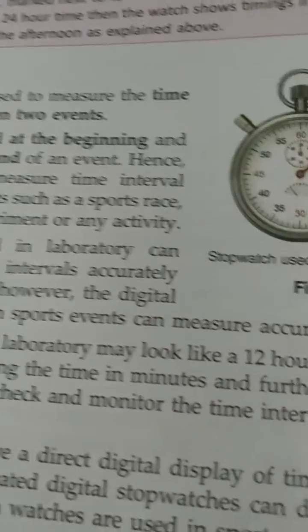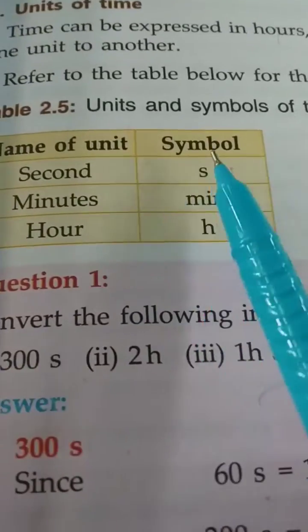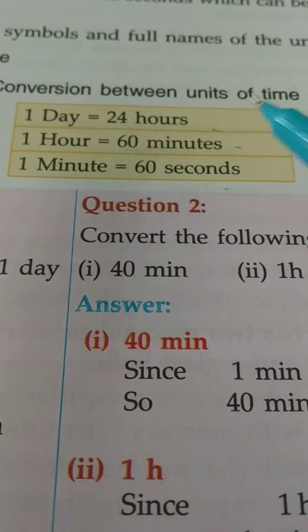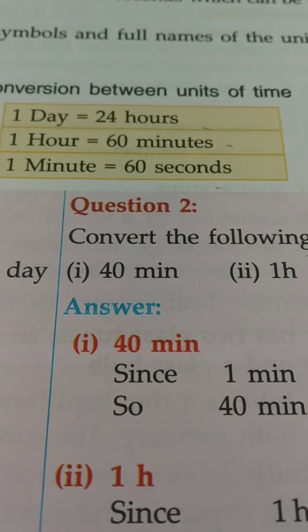So the units of time are second, minute, hour. How can you convert them? You can convert units of time: 1 day is 24 hours, 1 hour is 60 minutes, and 1 minute is 60 seconds.